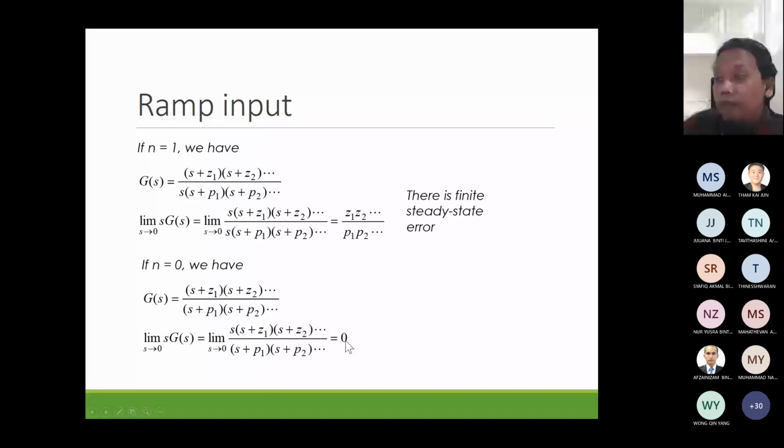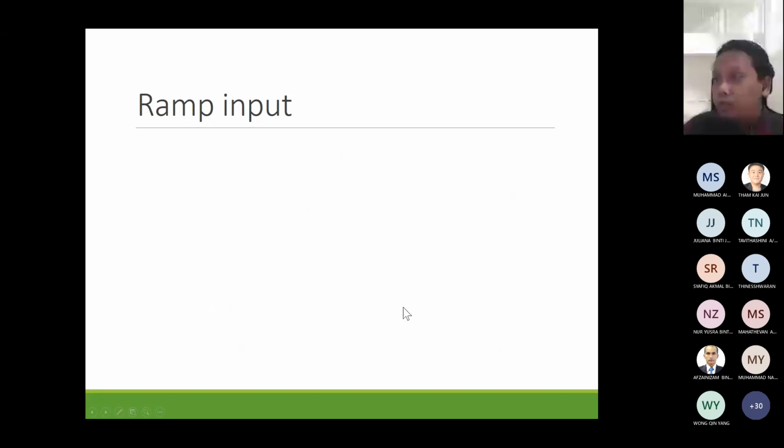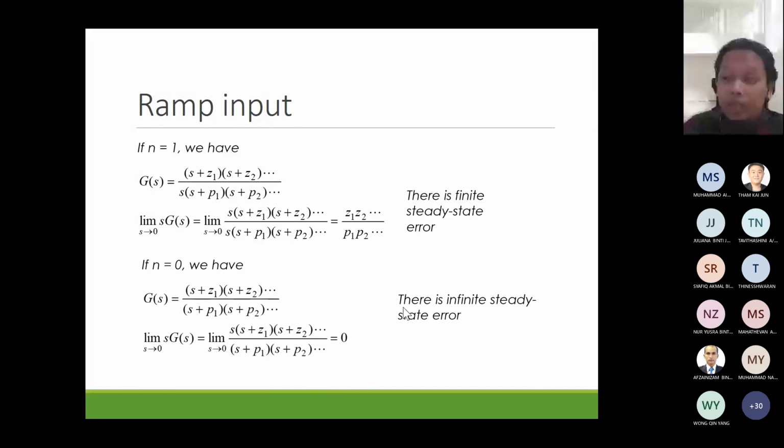And when this limit equals 0, then the steady state error will be infinity. Why infinity? Because from here, if this limit equals 0, then 1 over 0 equals infinity. So if we use n equals 1, then we have a finite steady state error. And if we use n equals 0, then we have infinite steady state error. Okay, so that's for ramp input.